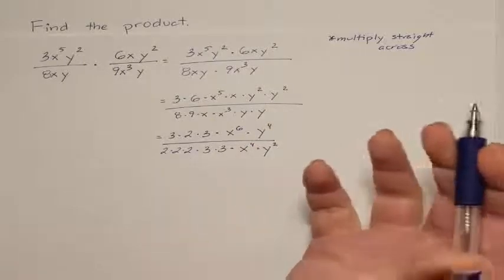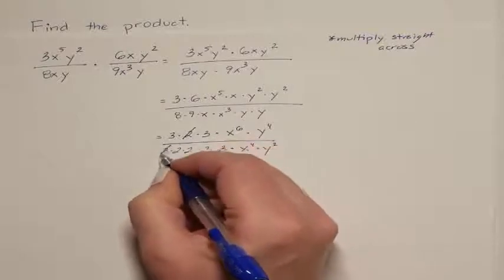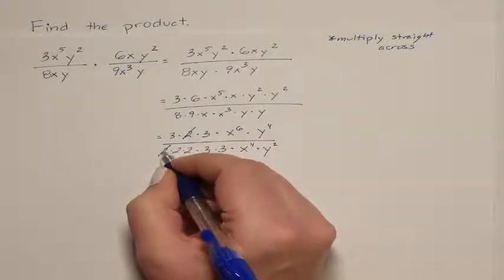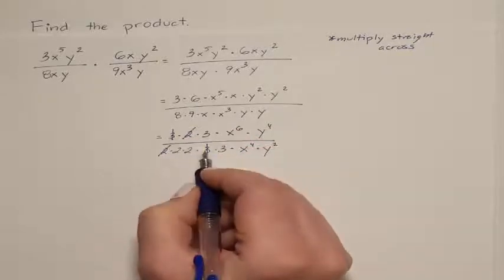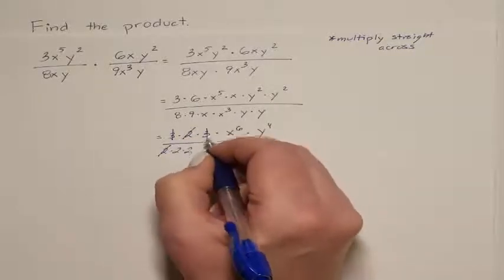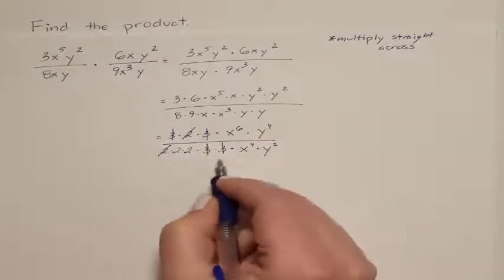So what cancels out? What turns to 1? Well, this 2 will cancel out with one of these 2's because 2 divided by 2 is 1. This 3 will cancel out with this 3 because 3 divided by 3 is 1. This 3 will cancel out with that 3 because 3 divided by 3 is 1. So I went ahead and did all the numbers.